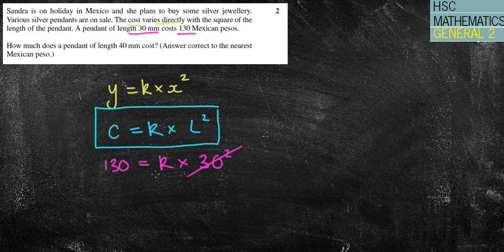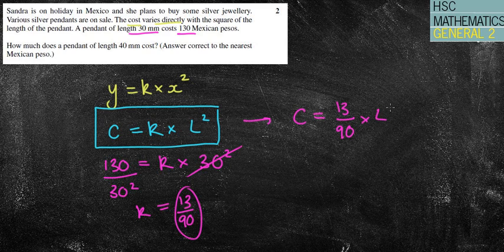Opposite of times 30 squared is divide by 30 squared. So K equals, going to get my trustworthy calculator out, type it in, 130 over, and then put in 30 squared. It's probably going to be a fraction. Now, it's not going to be a very nice decimal, so I'm going to leave that in fraction form, only because a decimal will have to be rounded, and it's easy to leave it like that. So I'm going to rewrite it. C equals 13 over 90 times L squared.